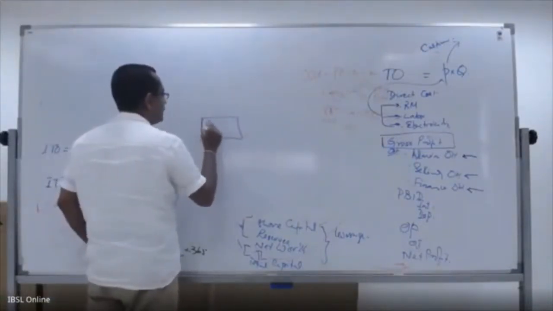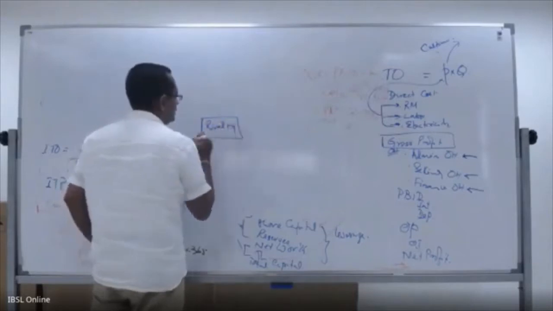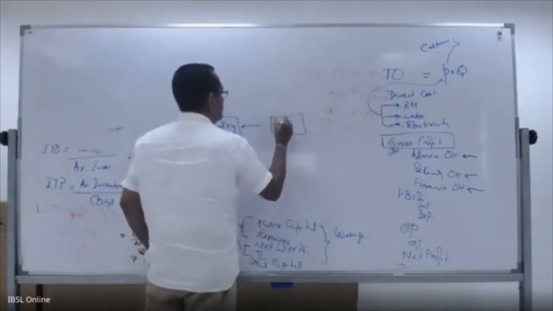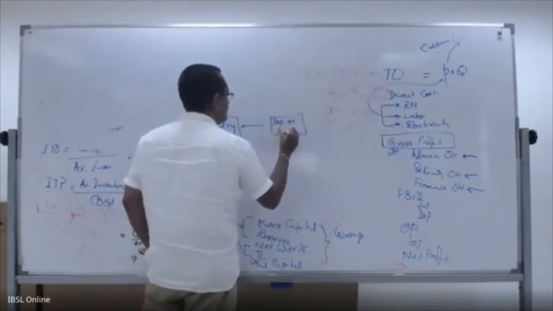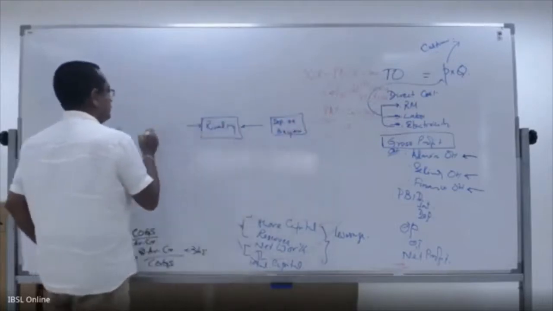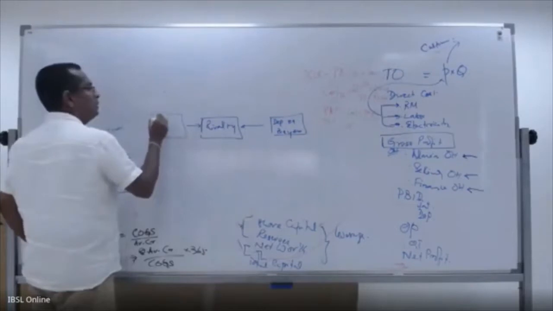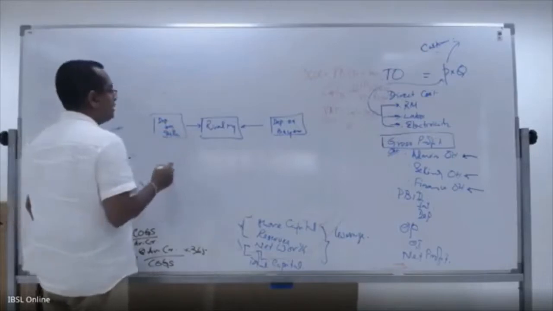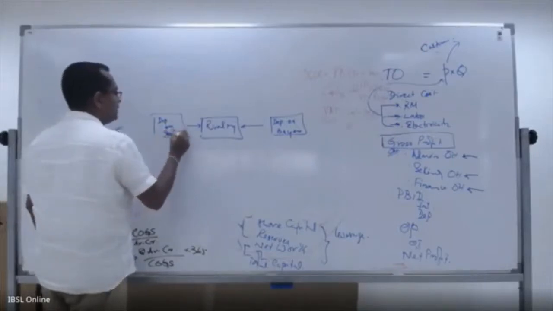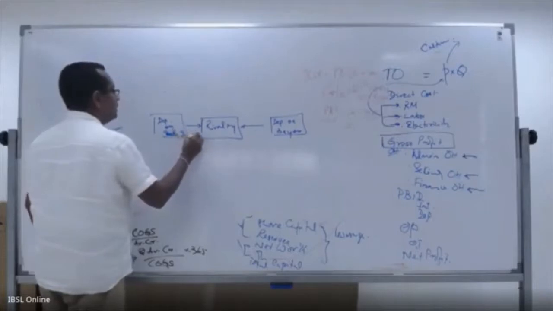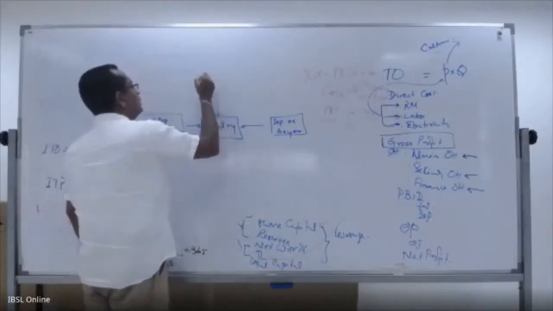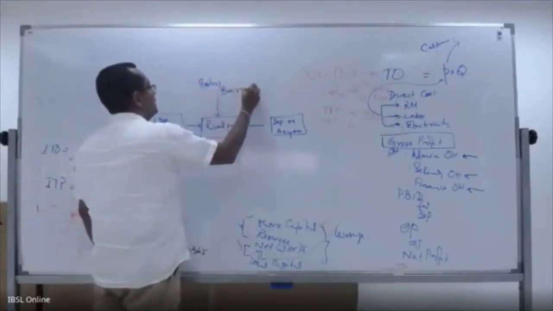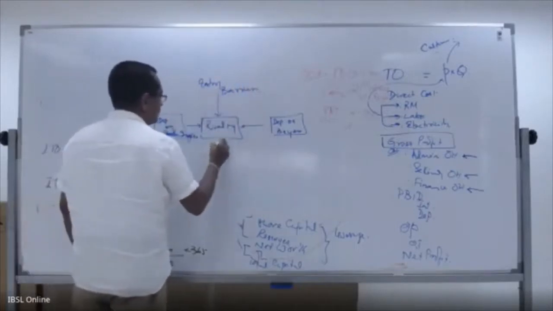Rivalry. That is competition. Dependency on buyers. Dependency on sellers, buyers and raw material suppliers, sellers, suppliers. This is entry barriers. This is substitutes.